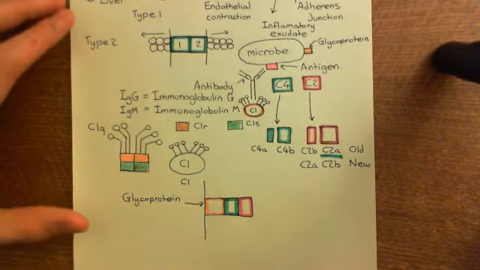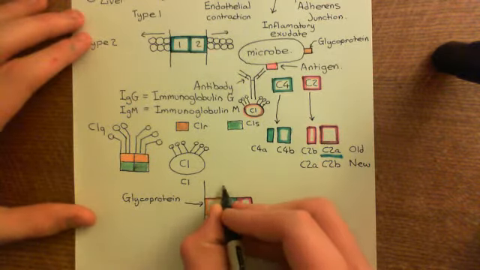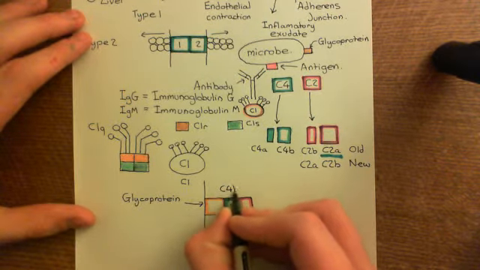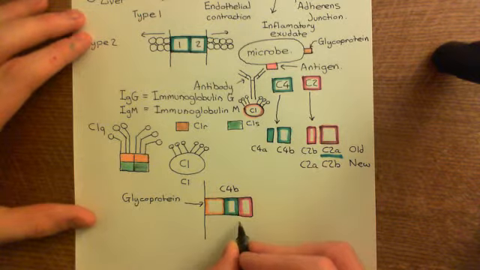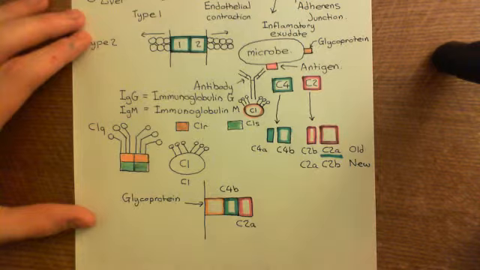Right. Okay, so this is C4b in turquoise. We all agree on that. And then this here, we're going to call that C2a.